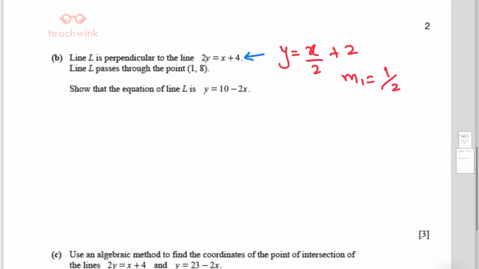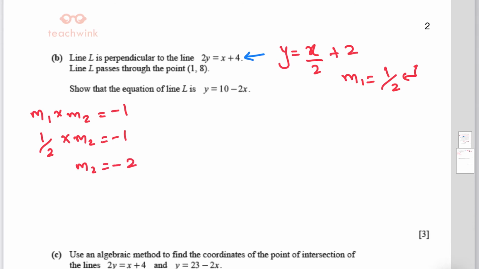Now if I multiply this gradient by the gradient of a line that is perpendicular to this line, the answer should come out to be negative 1. So let's write m1 times m2, where m2 is the gradient of the other line, line L, equal to negative 1. The gradient of the first line is 1 over 2. The gradient of the second line is what we are looking for, and both of them multiplied together is equal to minus 1. So the gradient of the other line comes out to be negative 2.